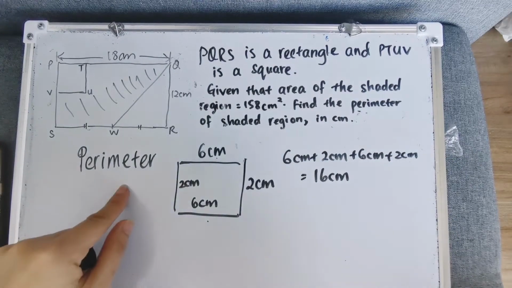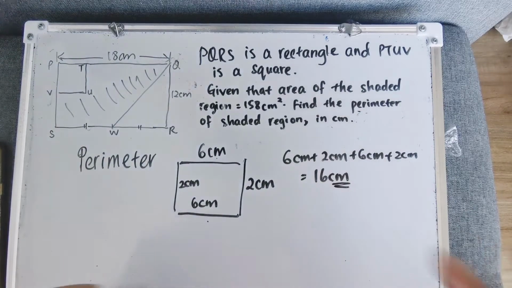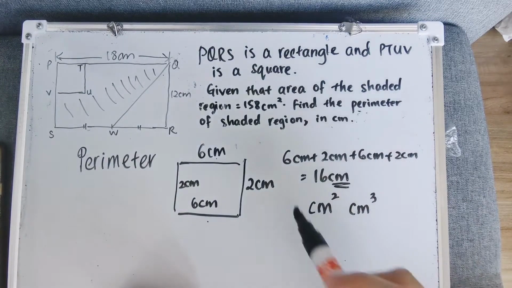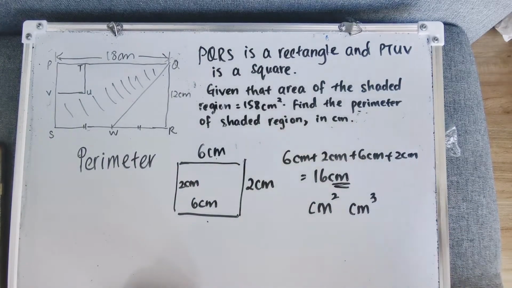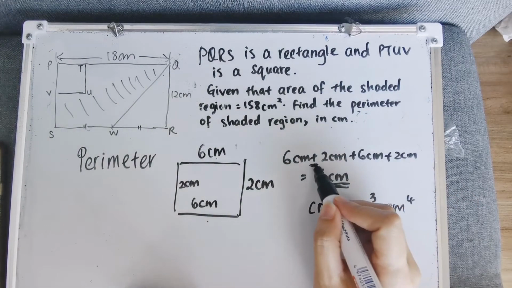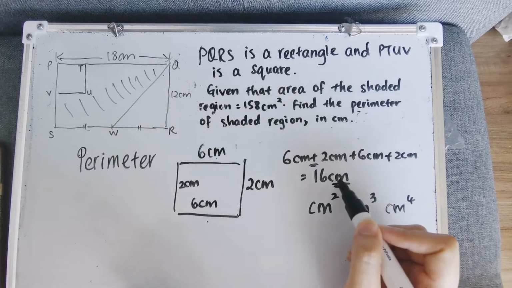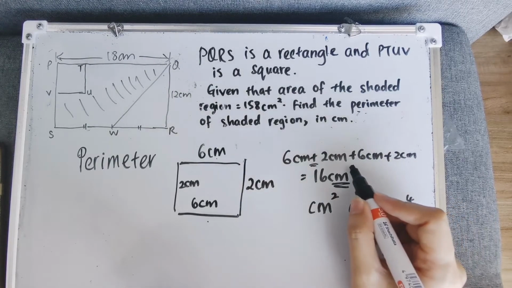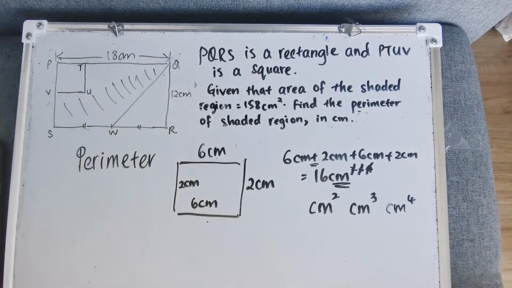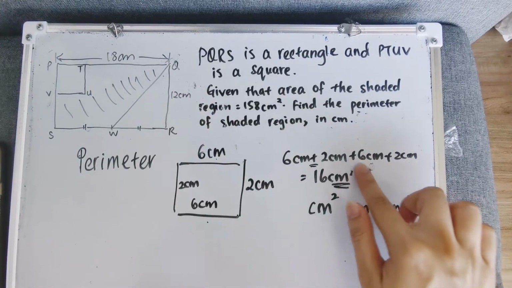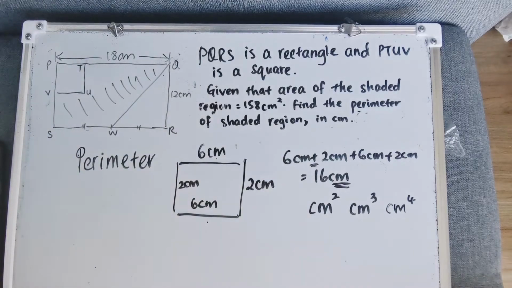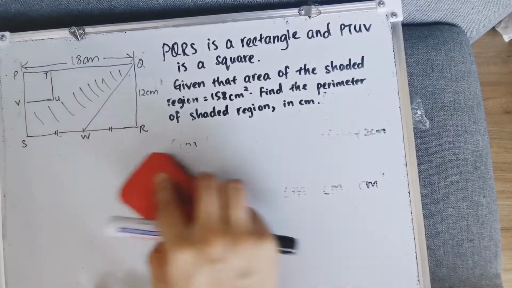You must remember in perimeter, your cm is maintained as cm. You cannot put cm square or cm cube, or count like 1 cm, 2 cm, 3 cm, 4 cm and put cm4. This is incorrect. If it's plus, you must make sure you only have 1 cm. You cannot put 2, 3, 4, anything. You just make it 1 cm.